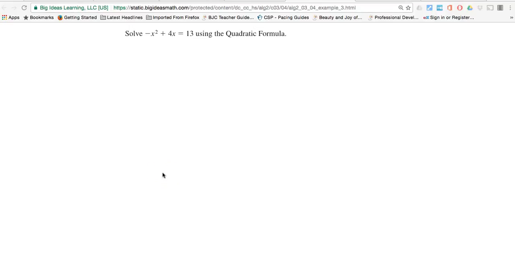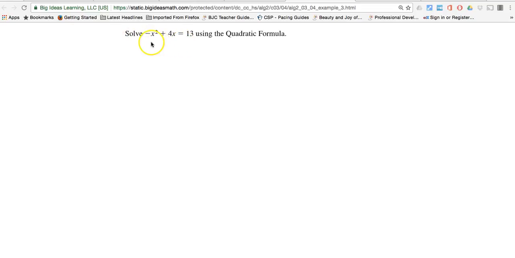Okay, so what we're doing right here is we are looking at one of the simple examples of using the quadratic formula to solve an equation. And as you can see right here, this equation is not in standard form. And what we need to do in order to use this is put this in standard form. So remember, that means getting all of our terms over on one side and having our quadratic equal to 0.